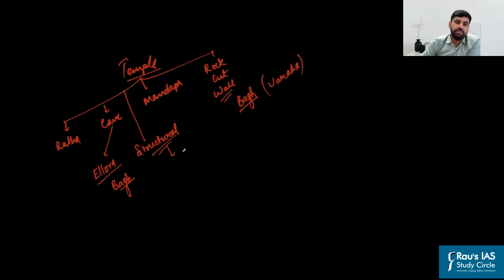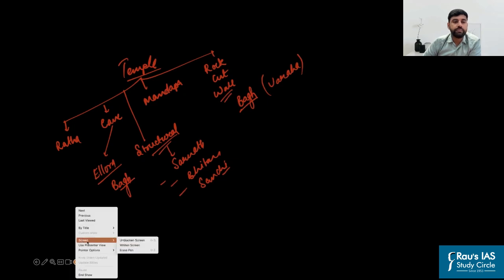Structural, so you have many, right? Just to give you examples, you have temples at Sarnath. You have a temple at Bhitargaon. You have a temple at Sanchi. In Sanchi also there are Hindu temples belonging to the Gupta period. Okay, so these are the 4-5 types.